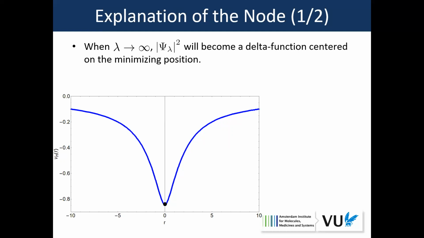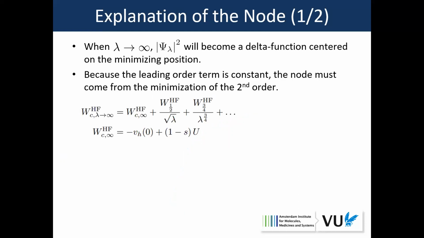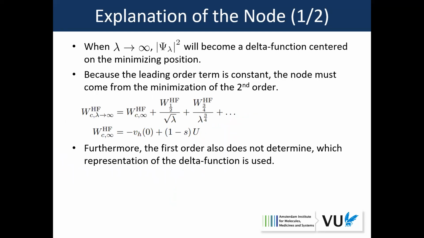Yes. It's a very simple picture. Yes. And this is because the leading order is this constant, we will get this delta function, but another thing that will happen, because it's linear, it will not say which representation of the delta function we will get. It will just say we need a delta function at the minimum, but that could be a lot of different ones. So the nodes and which representation of the delta function must come from the second order term. So that's what we can look at now.